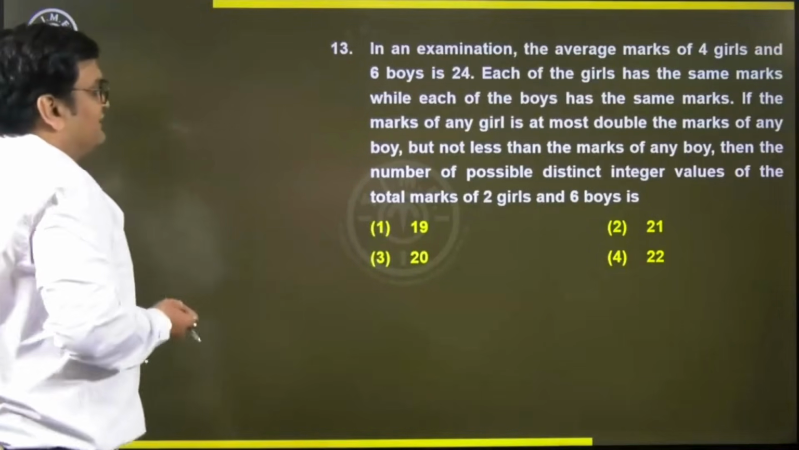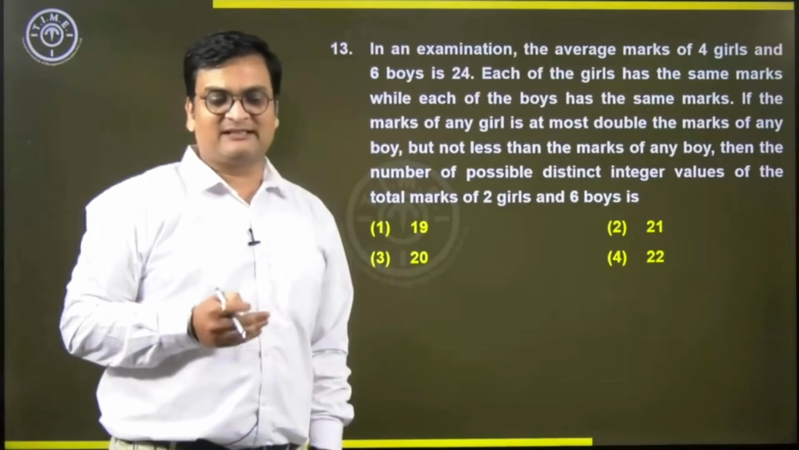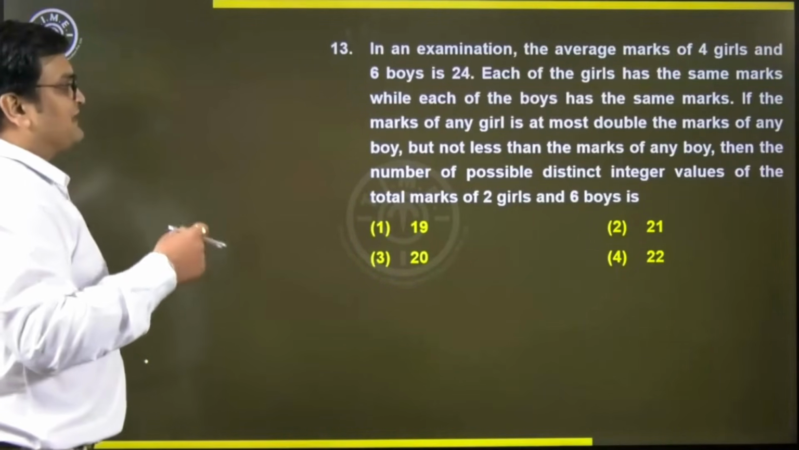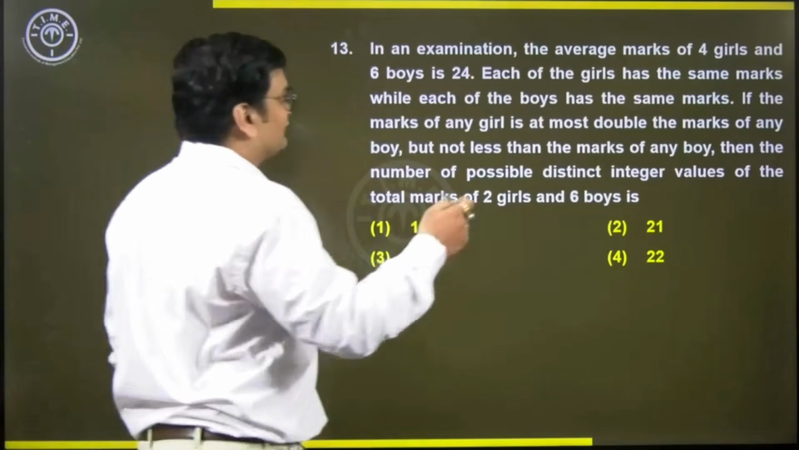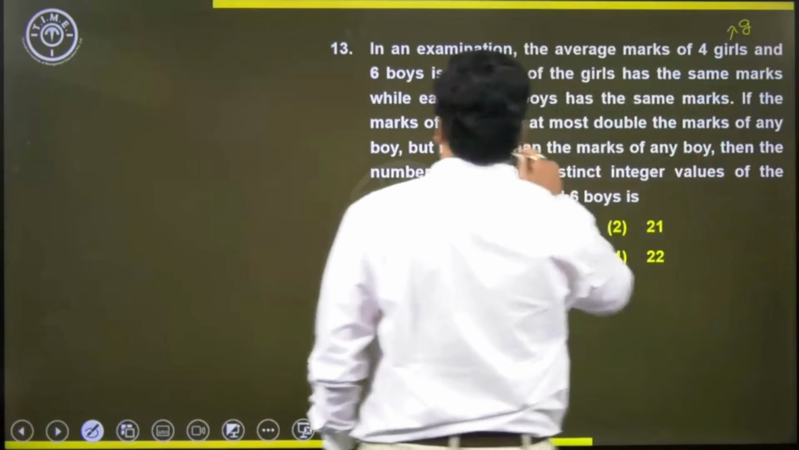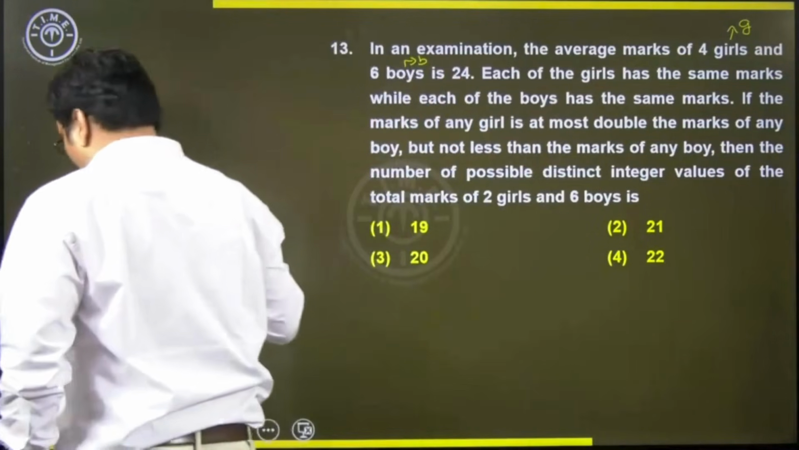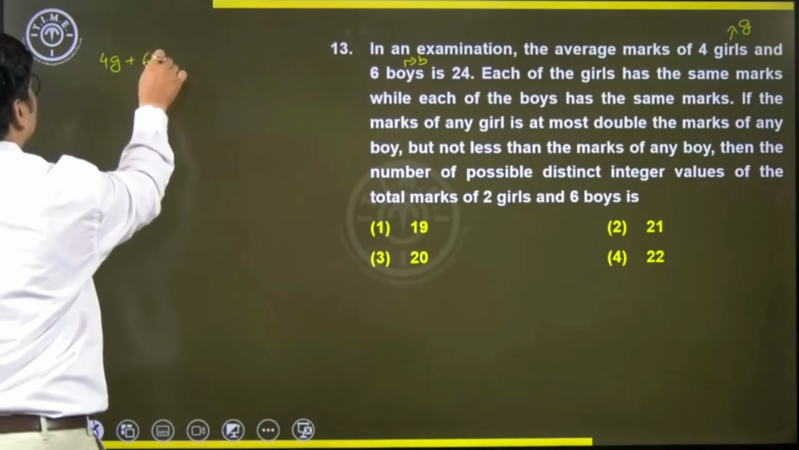Let us look at this question. In an exam, the average marks of 4 girls and 6 boys is 24. Each of the girls has the same marks while each of the boys has the same marks. So, let us assume the marks of each girl is G and marks of each boy is B. That means marks of 4 girls will be 4G and 6 boys will be 6B.